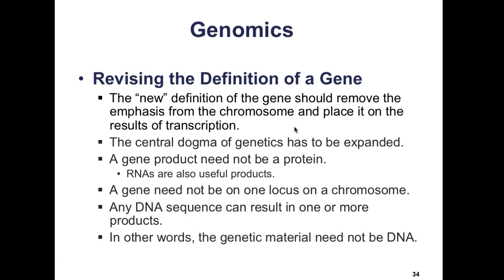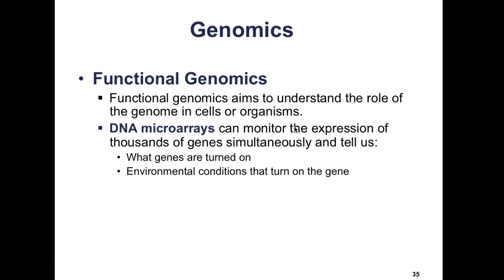A gene need not be on one locus on a chromosome, and any DNA sequence can result in one or more products. We've learned that within gene expression. So you could have a certain DNA gene expression or gene that can code for more than one type of protein. So in other words, the genetic material need not be DNA. It could include all these. So the functional genome would basically aim to understand the role of the genome in the cell and the organism.